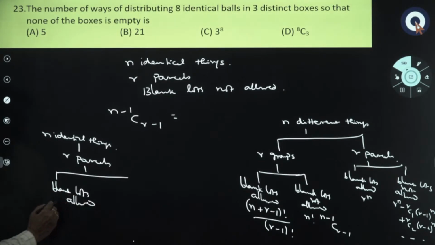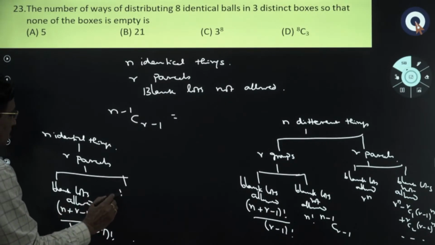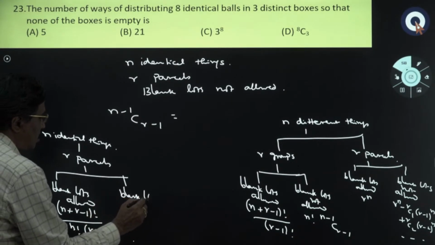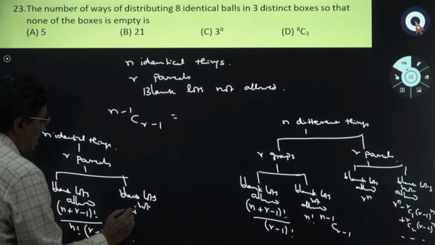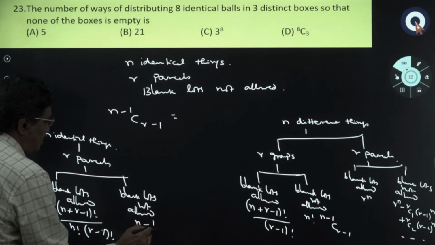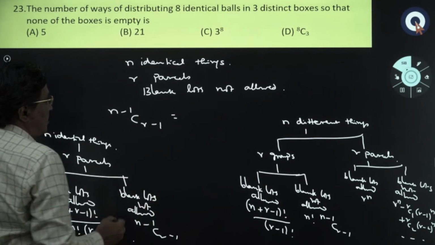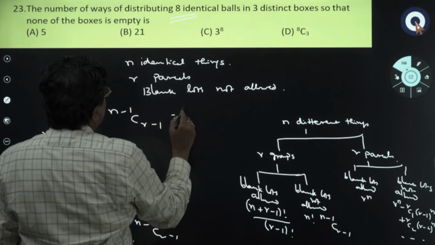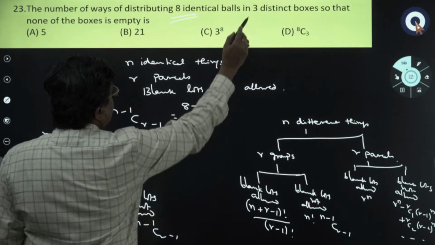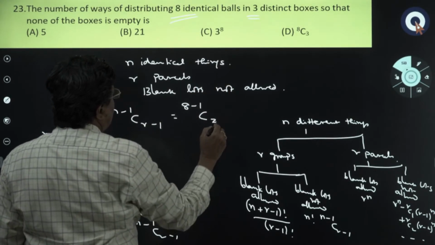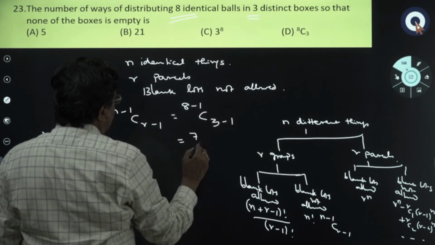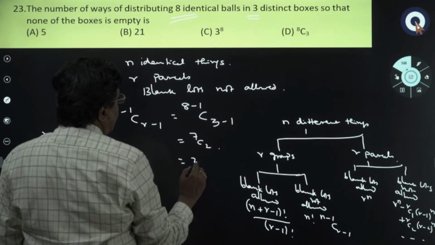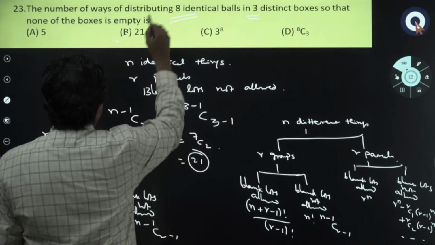This is (n+r-1)! / (n! (r-1)!). And when blank lots are not allowed, it is (n-1)C(r-1), right? So (n-1)C(r-1). In this case, n is equal to 8: (8-1)C(3-1), with 3 distinct boxes. So 7C2, which is 21. The answer is 21, Option B.